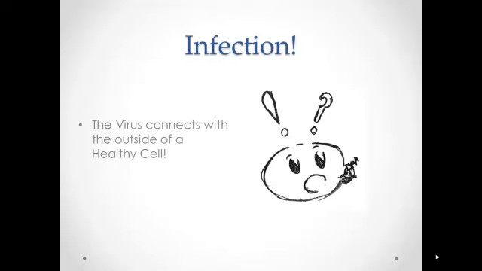So now I'll begin explaining the process of infection. The way this all begins is that a virion of HIV comes in contact with a healthy T cell. What ends up happening is that when they make contact, the virion connects to the outside of the healthy cell and starts to merge with it.